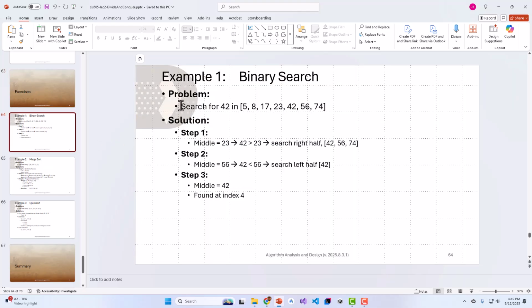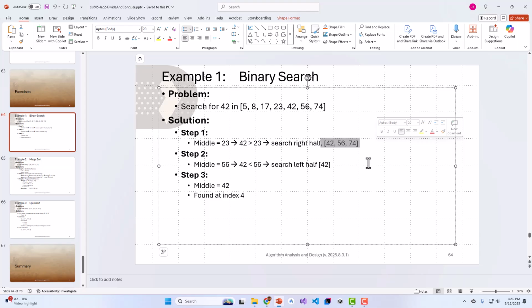But the problem is: search for 42 inside of the array 5, 8, 17, 23, 42, 56, 74. It's a sorted array, and we want to perform binary search on it. So what would be the steps? Step 1, the middle is 23, so we go there. And since we are looking for 42, we know it's bigger than that, so we look in the right half. So we look in the half 42, 56, 74.